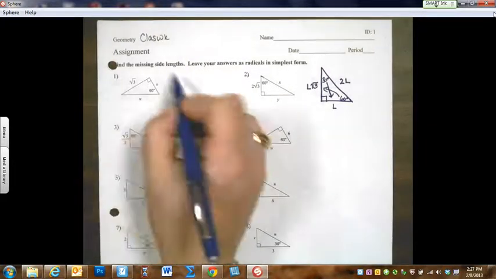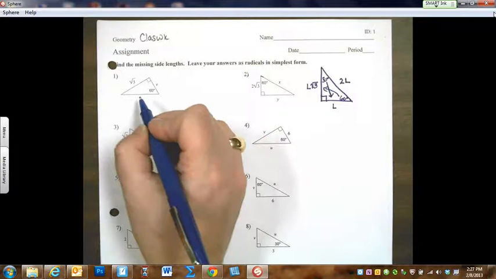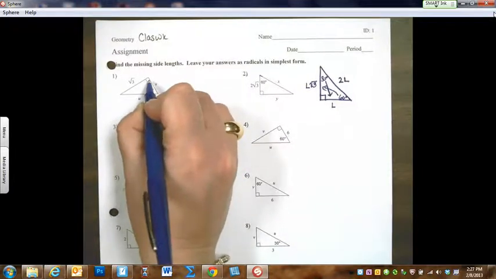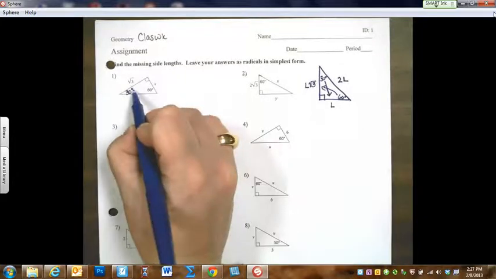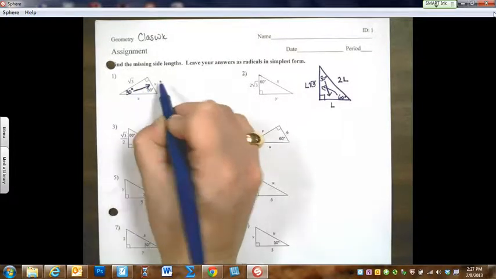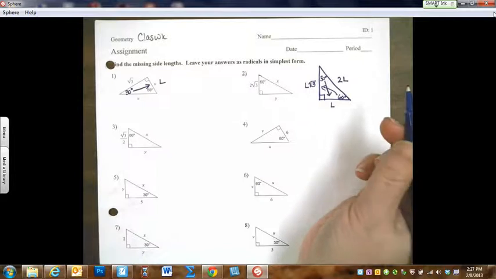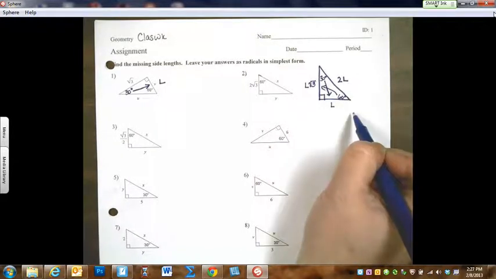So I'm going to always identify the 30-degree angle and the side opposite of that first. So let's jump over here to problem 1. In this problem, notice that I have 60 and 90 marked. Well, that means this is my 30-degree angle. That means across from that side is my little leg. So now I can identify where all the other pieces go.